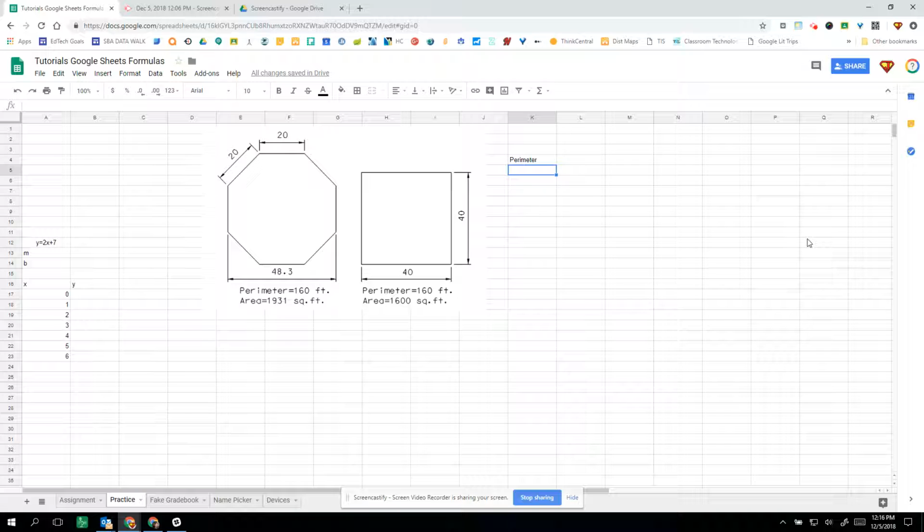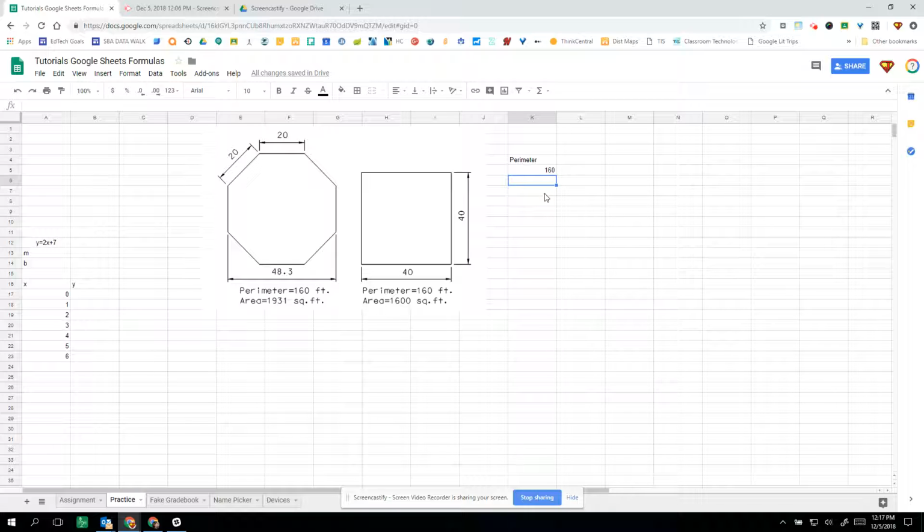And so the perimeter is the sum of all of those sides. So to get this, I'm going to say equals, because it will not do calculations if I do not start with equals. And I'm going to say 40 plus 40, so that's two sides, plus 40, that's three sides, plus 40, that's four sides. And that right there gives me the answer. Okay, that's one way that I could possibly do this.